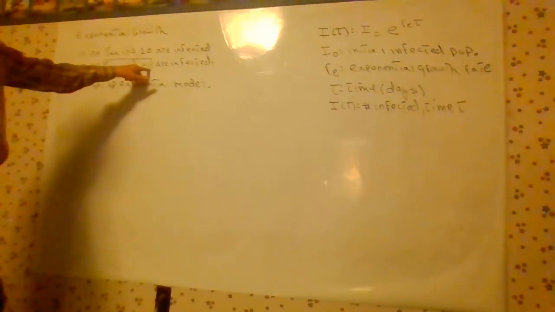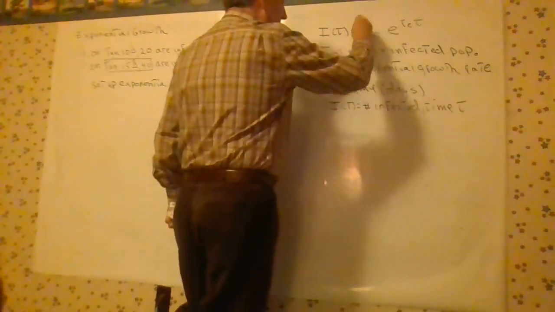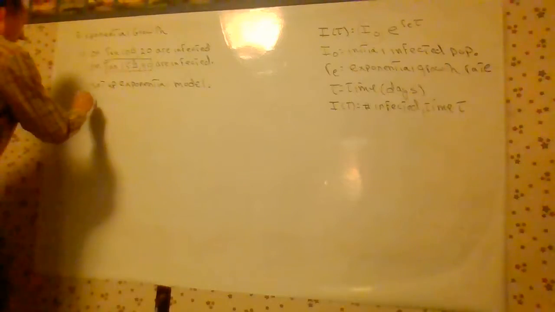So for instance, suppose on January 10th we have 20 infections, and on January 15th we have 40. So every 5 days it looks like the infection is doubling. Set up an exponential model. Well, first of all, we need to identify this parameter. I0 is 20.